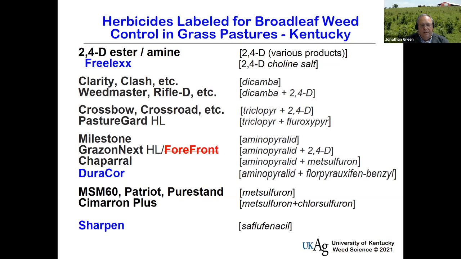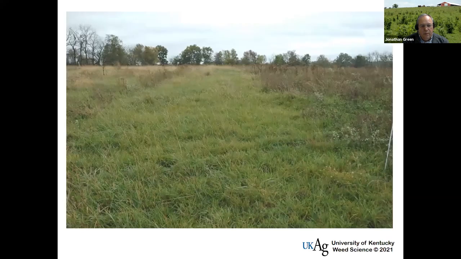And then another new one that we're starting to use some here in Kentucky is Sharpen. Some of you that may grow corn or soybeans may recognize Sharpen as a herbicide we can use on grain crops, but it now has a label for use on grass pasture areas. And I'll talk about that a little bit more in a minute.